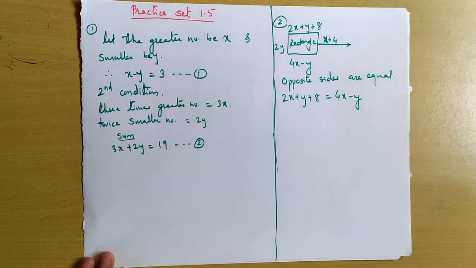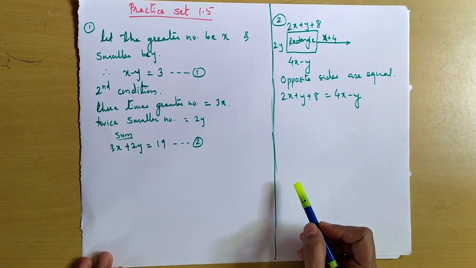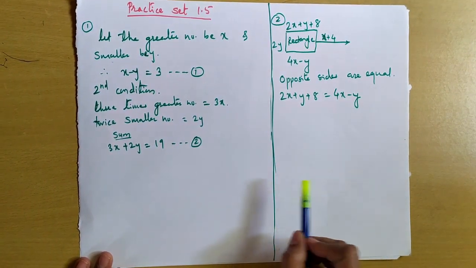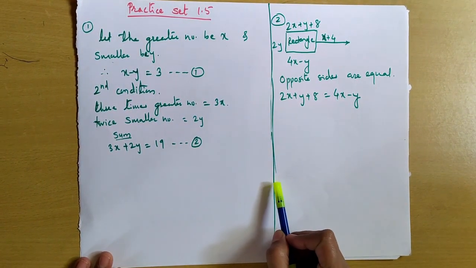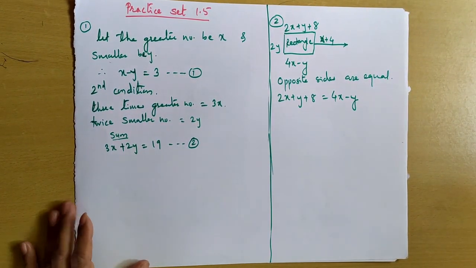Hello students, today we will see the practice set 1.5 which is based on word problems. There are total 6 examples in this practice set 1.5. From that we will see one by one the examples.